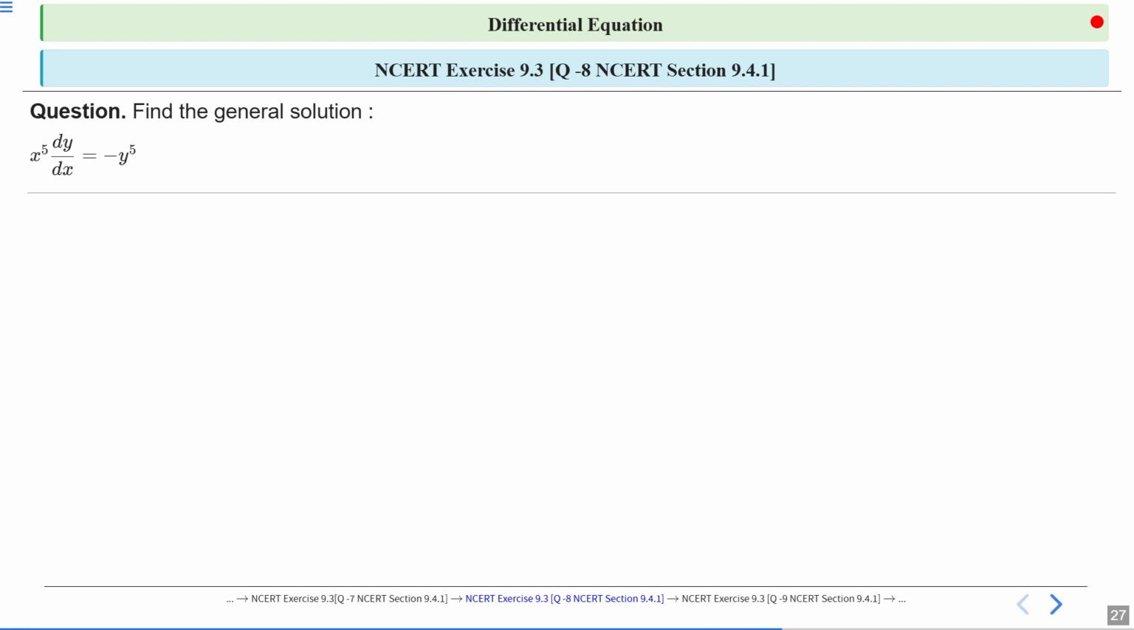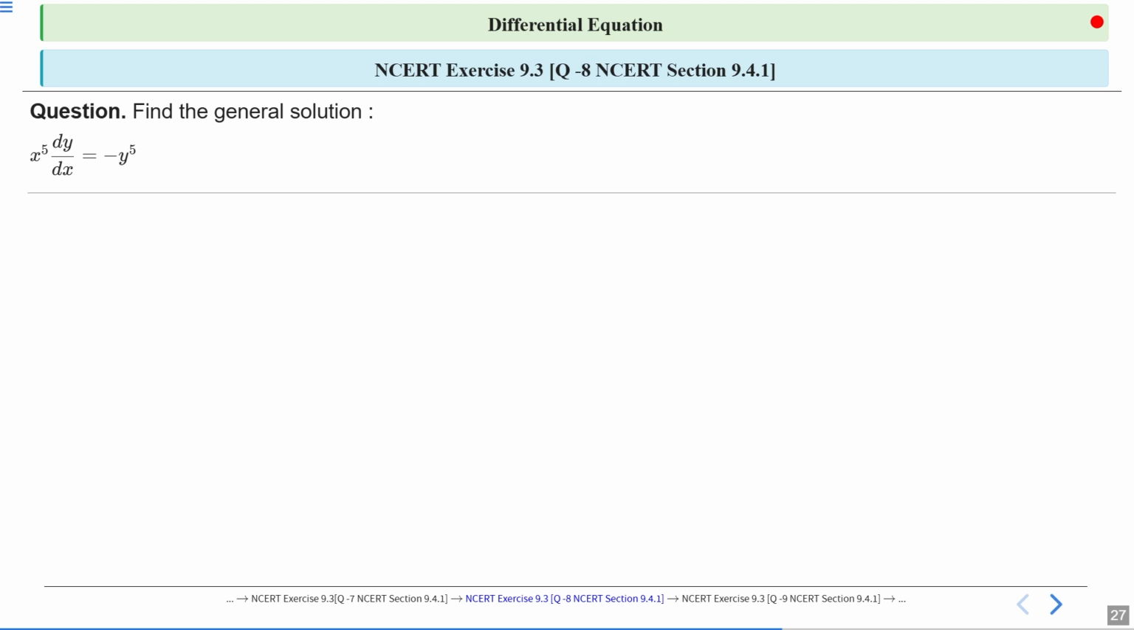Now question number 8 is find the general solution of the differential equation x to the power 5 dy by dx is equal to minus y to the power 5. As this is a differential equation of first order and first degree, it is of the form dy by dx is equal to g(x) into h(y).